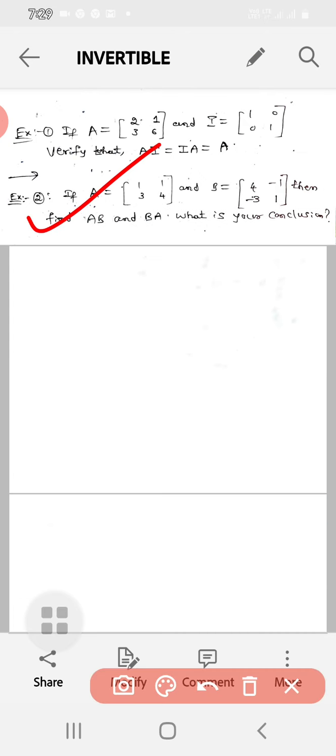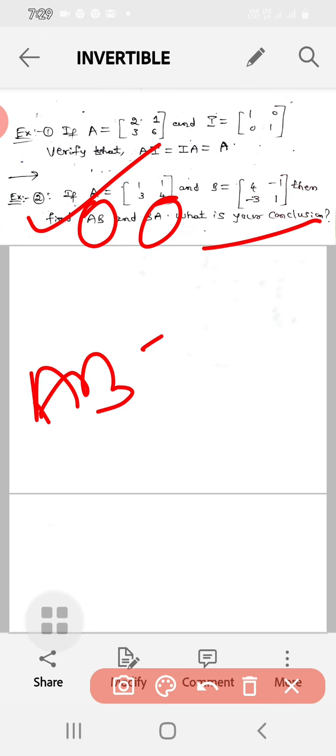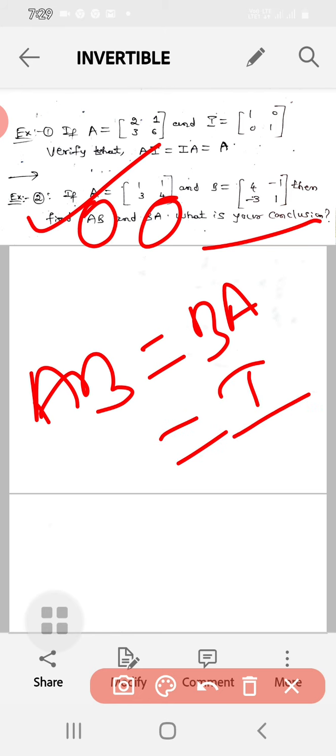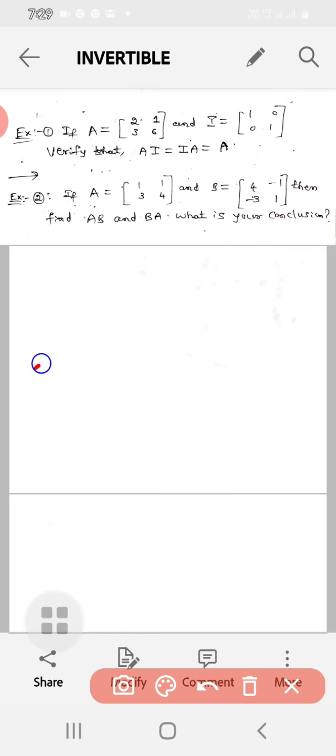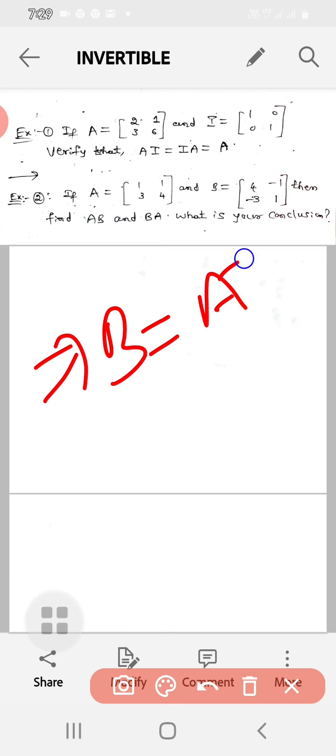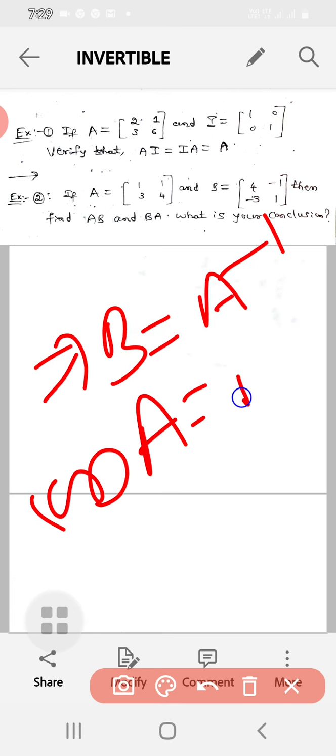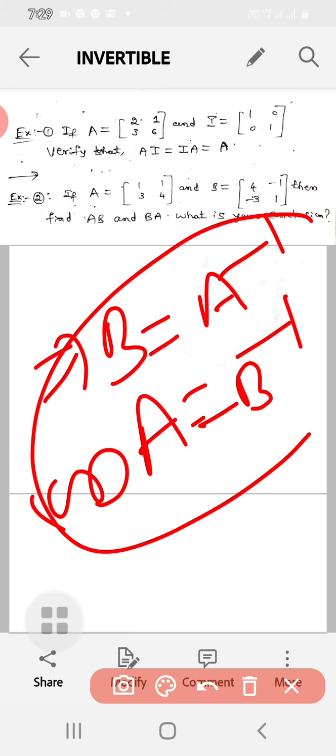So what we have done here is find AB and BA. Our conclusion is that AB is equal to BA, both equal to I. This means B is the inverse of A, or A is the inverse of B. These are called invertible matrices, which we shall discuss in our next class. So you work out these two problems and try to understand the concept of this class.